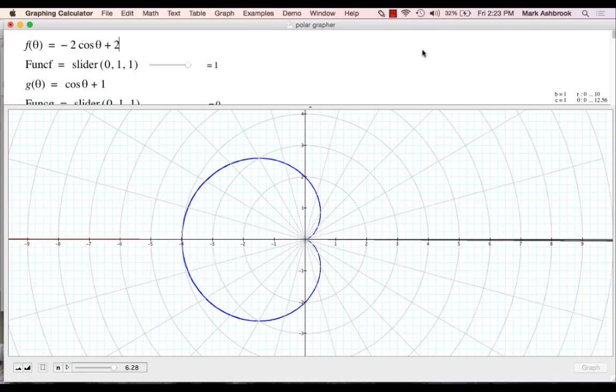All right, so here we are with -2 cosine theta plus 2. And what we're interested in is we want to find, what should we want to find here? We want to find the leftmost point of the cardioid. How are we going to find the leftmost point? Which is right here.